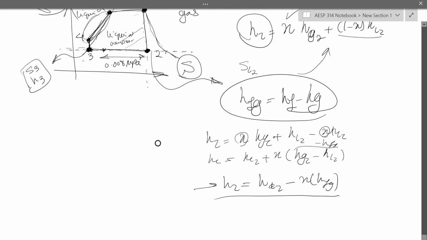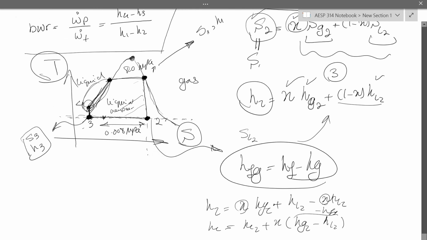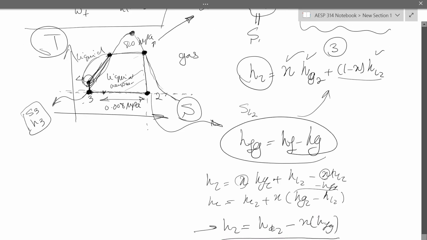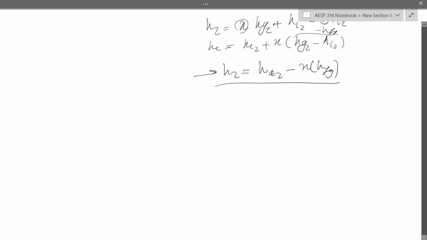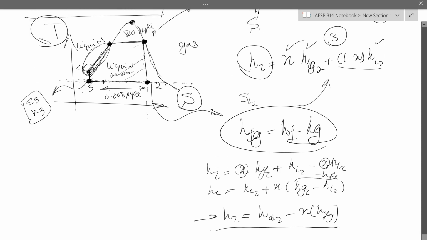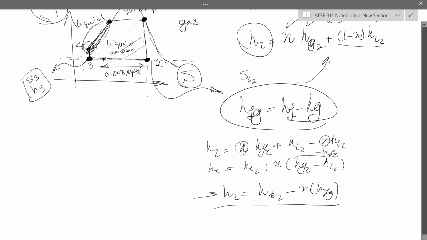H4 is here, essentially after the pump. And as you can see, the pump's process is supposedly an isentropic process as well, right? What are we looking for? H4. So any ideas?